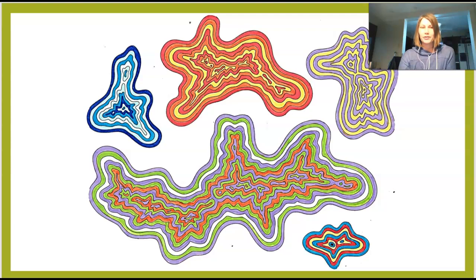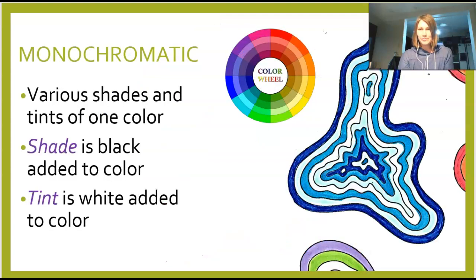To start out with, we're going to look at monochromatic color schemes. Monochromatic colors are colors that are various shades and tints of one color. A shade is when we add black to a color to make it darker. A tint is when we add white to a color to make it appear lighter. So you use tints kind of where you're adding your highlights in your picture.